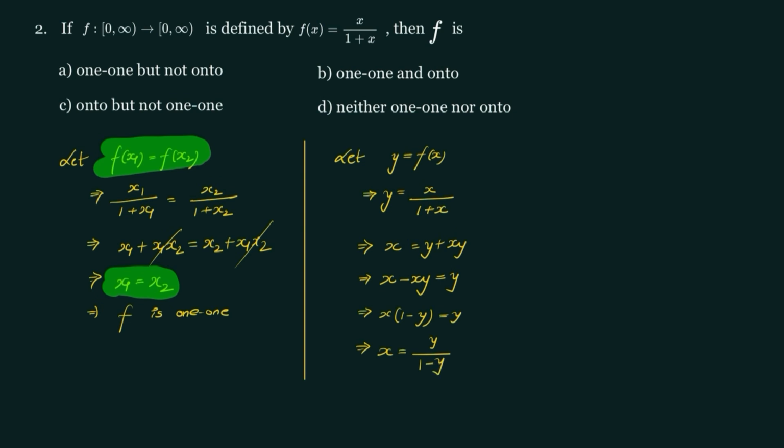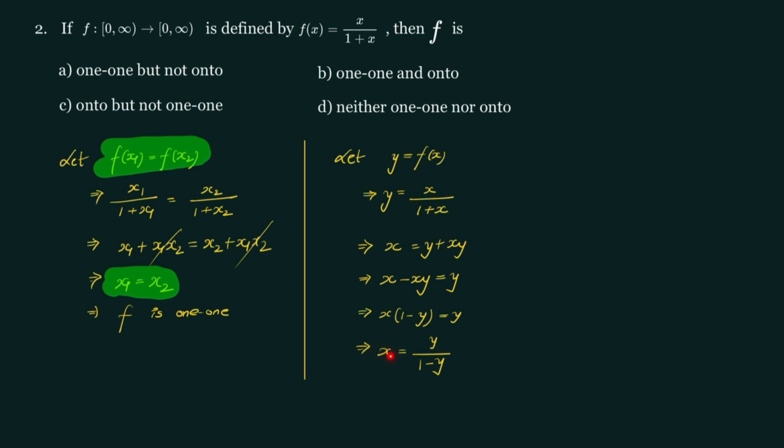Now, as you can see here, in this fraction, in the denominator, we have 1 minus y. It is clear that y cannot be equal to 1, because if it is equal to 1, then the denominator will be 1 minus 1 and it will be 0, which we do not want. And in fact, the value of y cannot be more than 1 also. Why so? Because if you put the value of y as 2, then it will be 1 minus 2, and 1 minus 2 is a negative number. That means we will get a negative value of x.